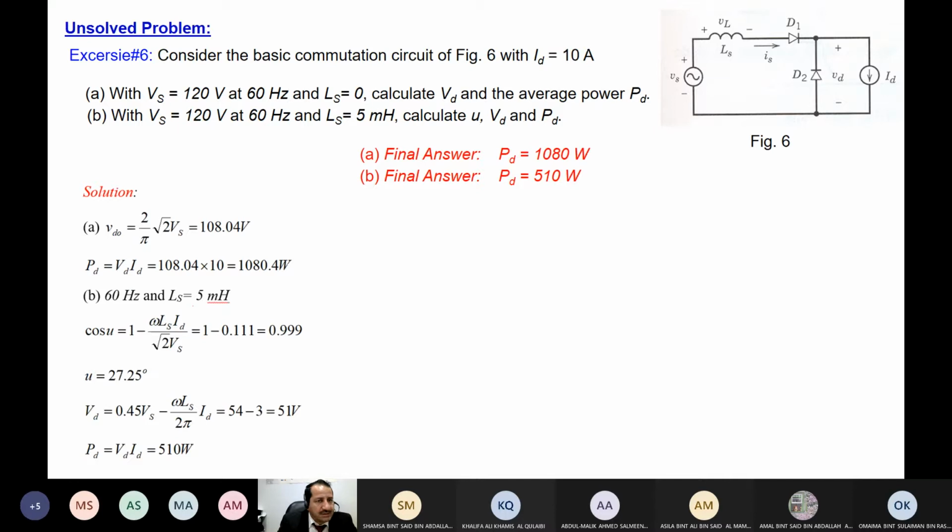Now let me ask a question about this circuit. This circuit contains one diode here, and inductance on the supply here, so we expect commutation, right? Do we expect commutation or not? We expect, right? We expect commutation. Agree?